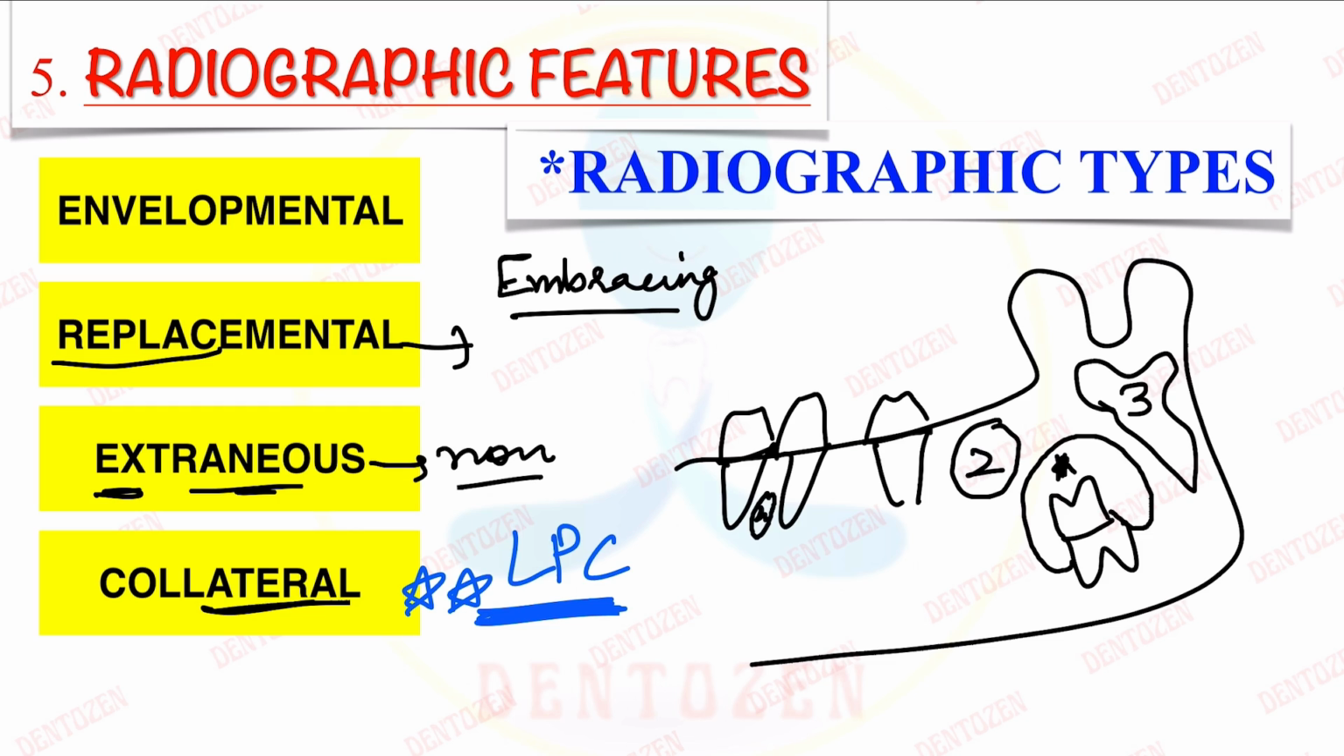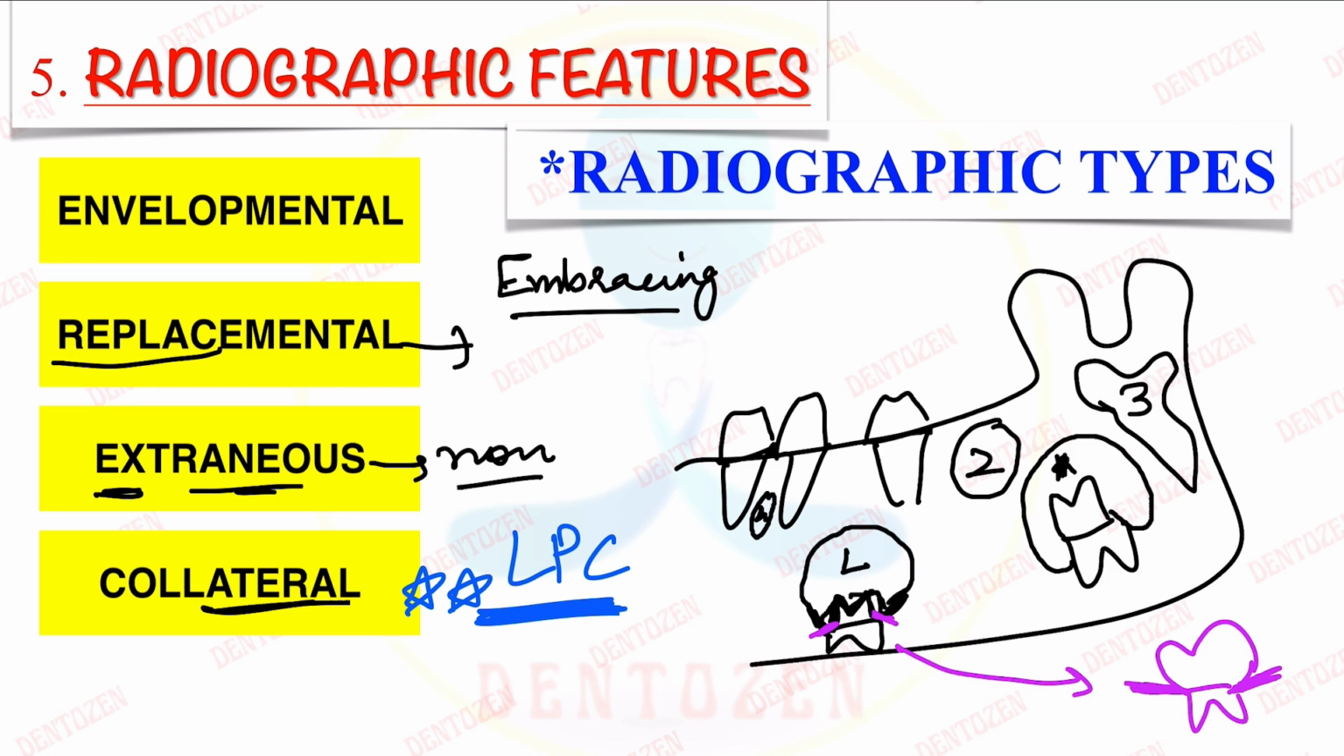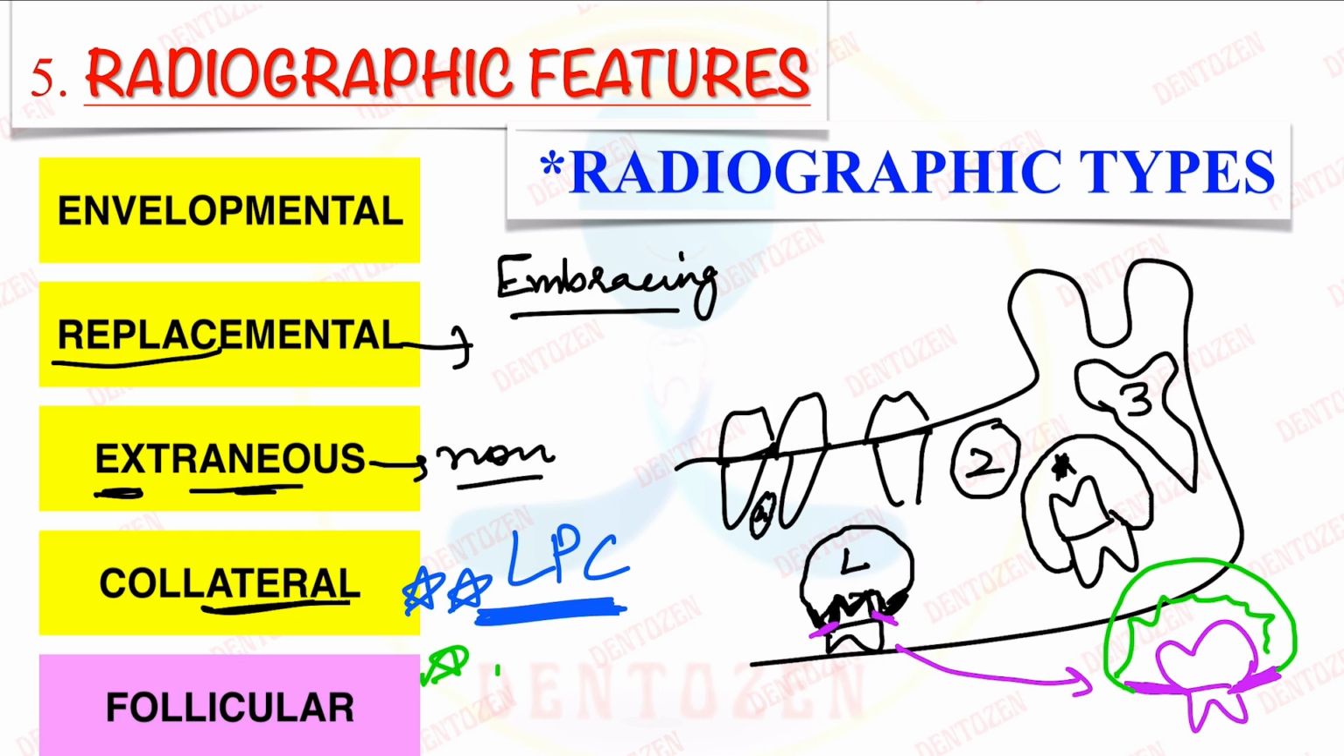Now another type is one in which the enlarging OKC involves the follicle of an unerupted tooth. Here an unerupted tooth is lying, it has a follicle, and this enlarging OKC involves it. Then what we can see is a cyst which encloses the crown of the tooth. The crown is lying in the lumen of the cyst and it is attached to the neck of the tooth. But when we see it histopathologically, the epithelial lining just near the neck of the tooth is similar to reduced enamel epithelium, whereas the remaining epithelial lining is similar to OKC. This radiographic type is called follicular, and that can be your viva question.